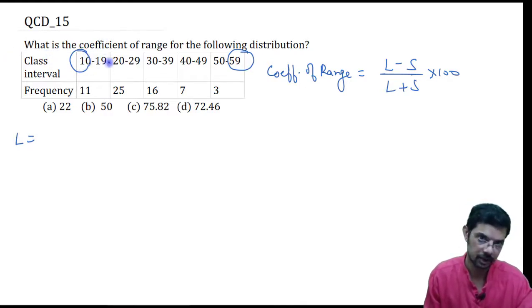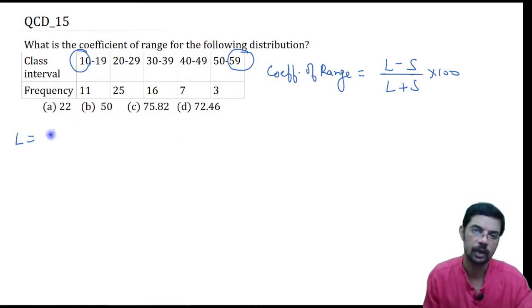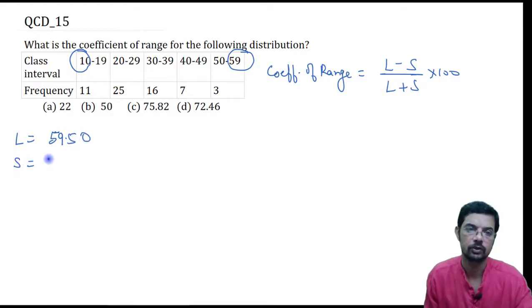So here these are exclusive classes. Okay, sorry, these are not exclusive classes. So we need to convert them. So L will be equal to, the largest observation will be equal to 59.50, and the smallest observation will be equal to 9.50. So we can put the values in this.